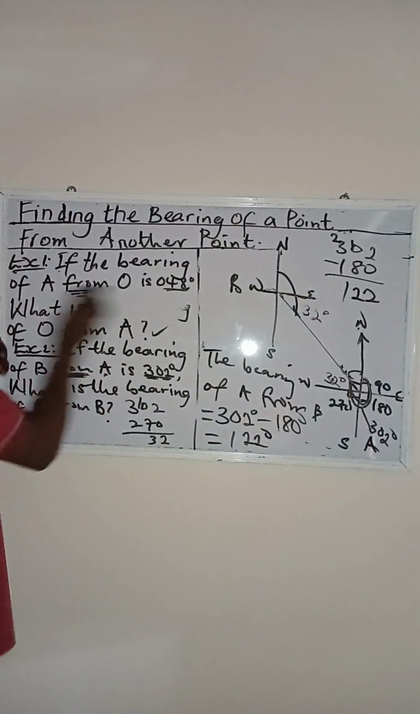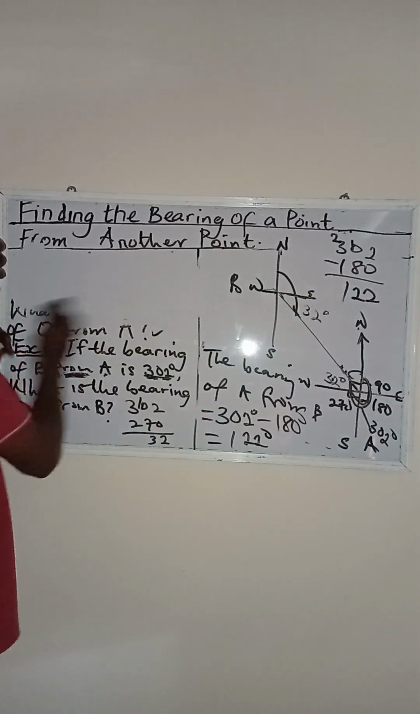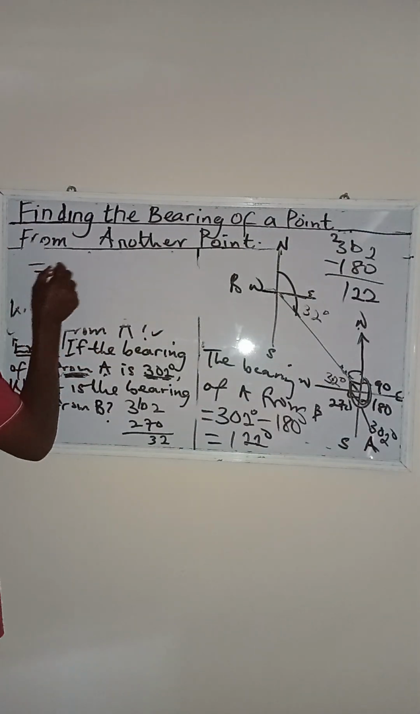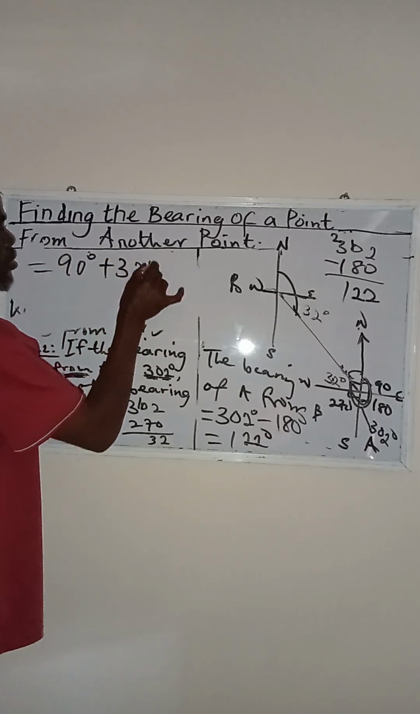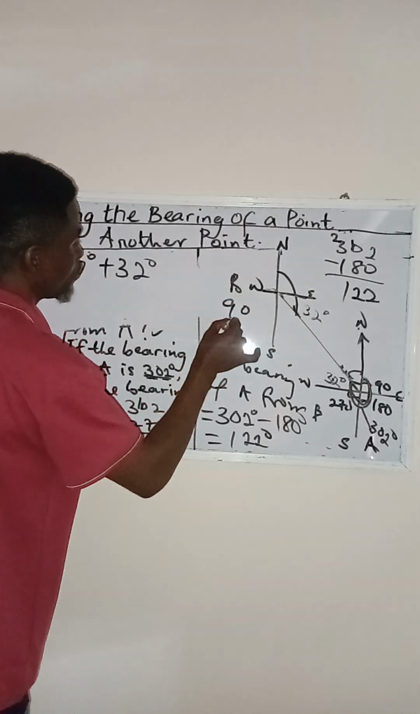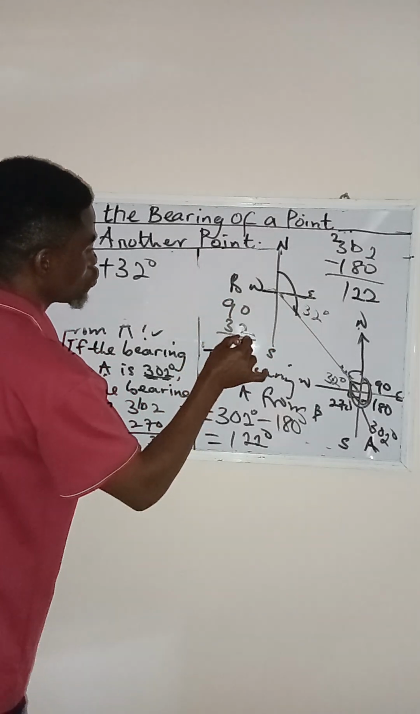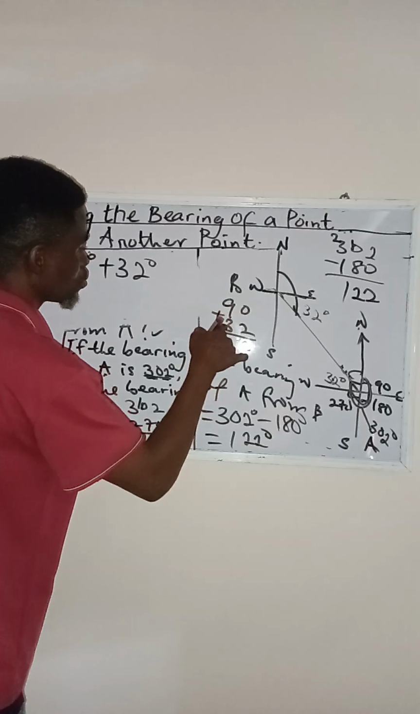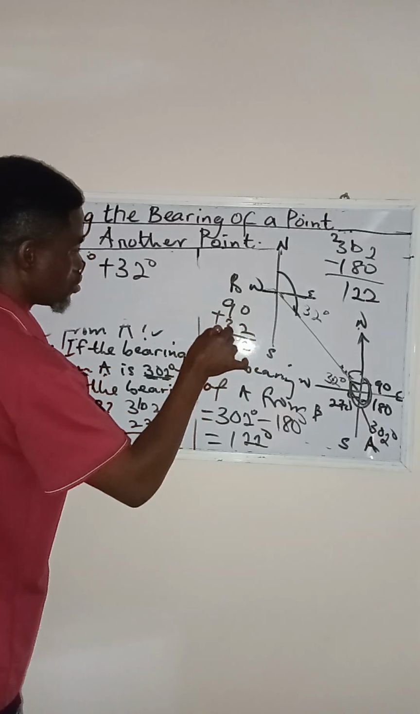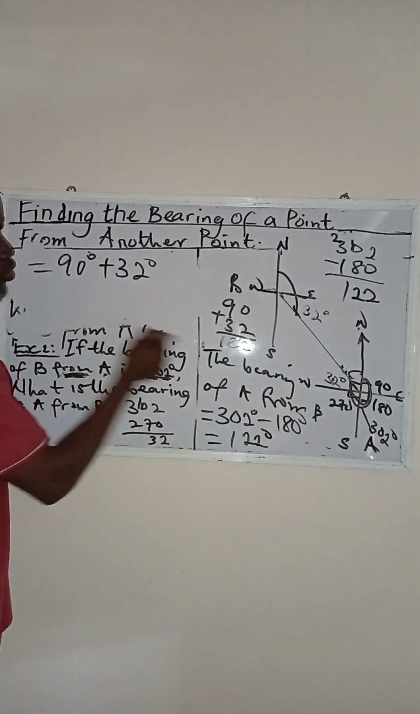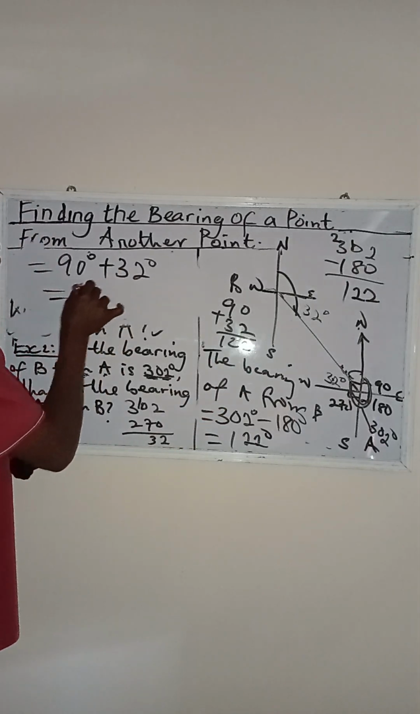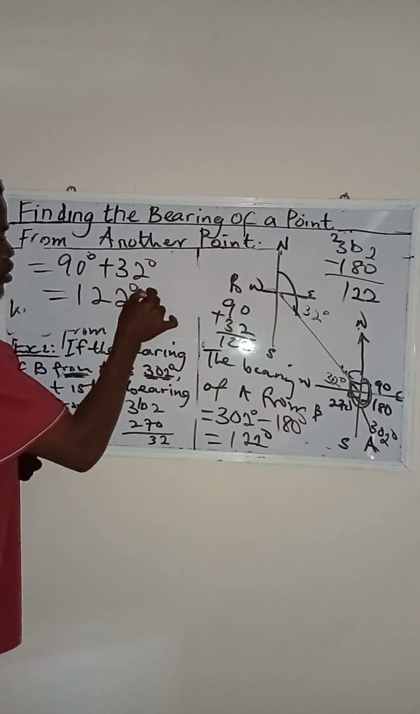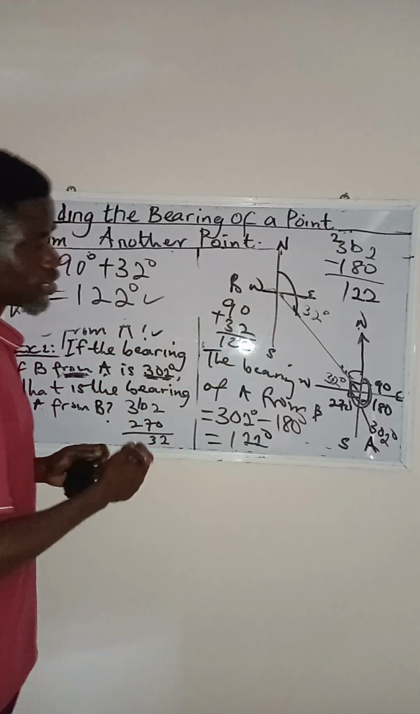So when you add 90 plus 90 plus 32, what is that? We have 90, then we have 32. So this one gives you 2, then 9 plus 3 gives you 12. Therefore, the bearing of A from B is 122 degrees. So this is another way of calculating the bearing.